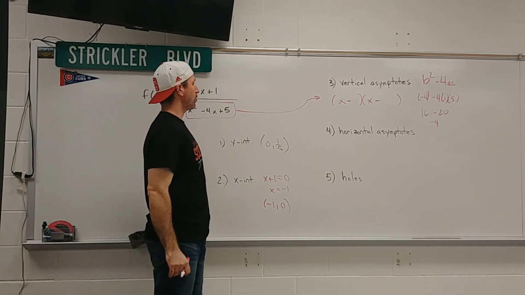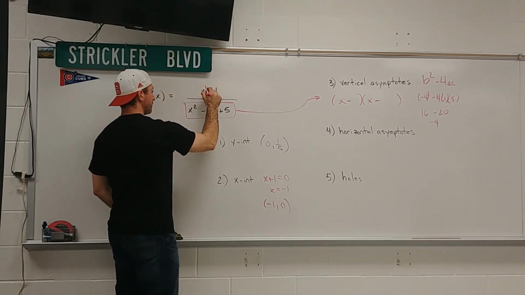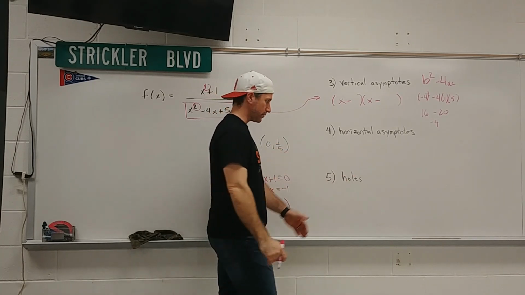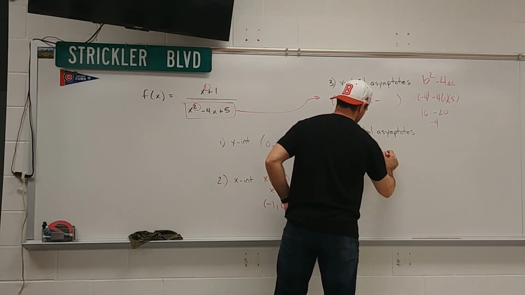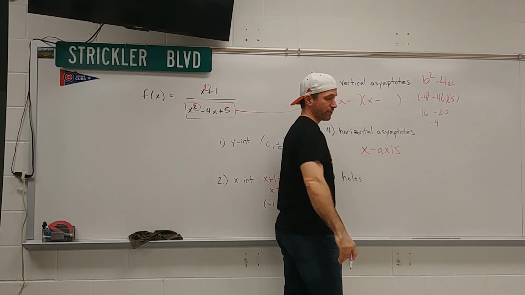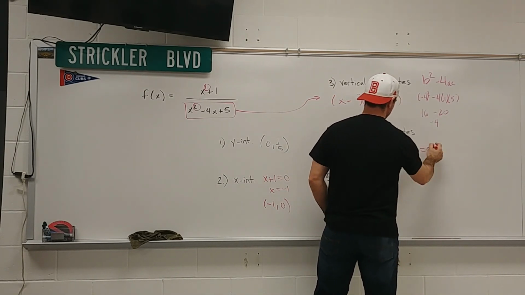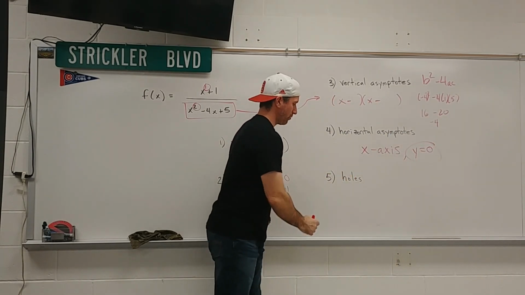Okay. Horizontal. The degree at the top is less than the degree at the bottom, so it is the x-axis, also known as the line y equals 0. And there are no holes.